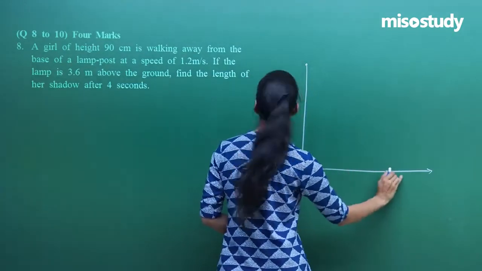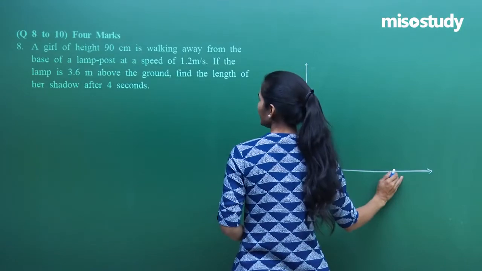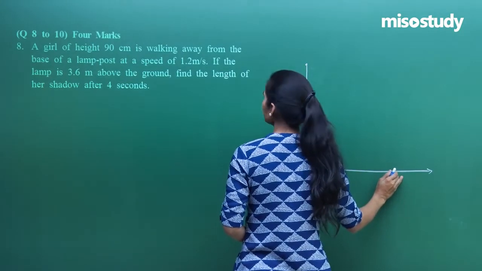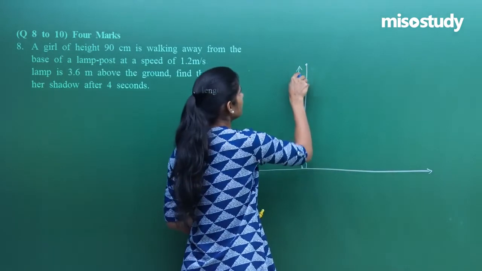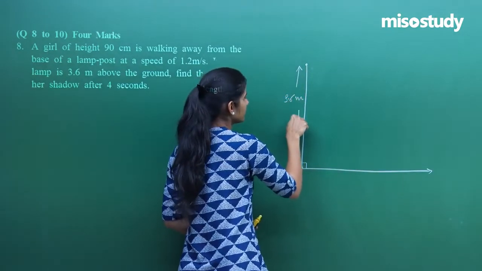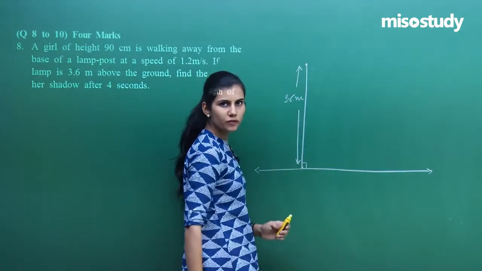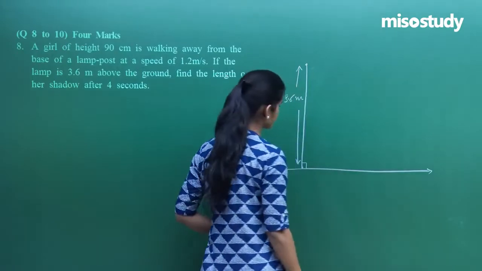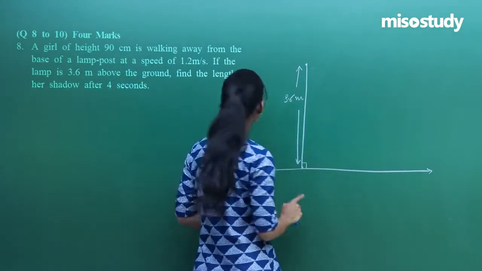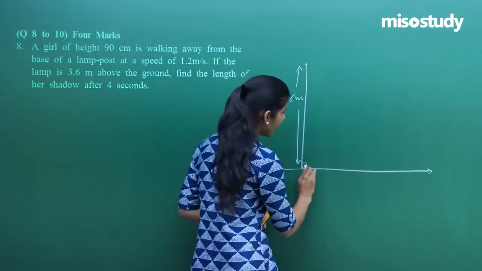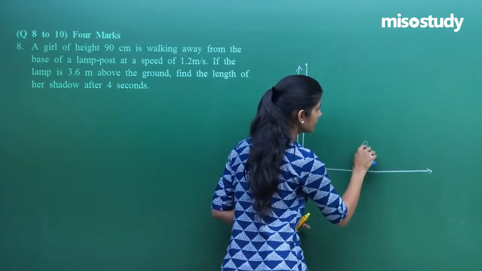So it is going to walk in this direction at a speed of 1.2 meters per second if the lamp is 3.6 meters above the ground. So this is 3.6 meters is given to be the length of the lamp post. Find the length of her shadow after 4 seconds. So the girl is moving at a speed of 1.2 meters per second. After 4 seconds, suppose this is the girl.